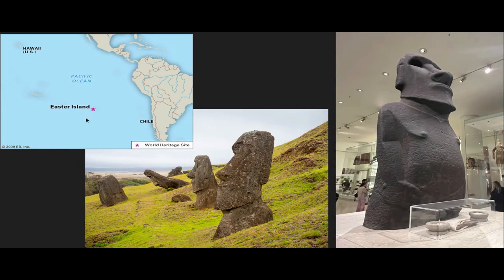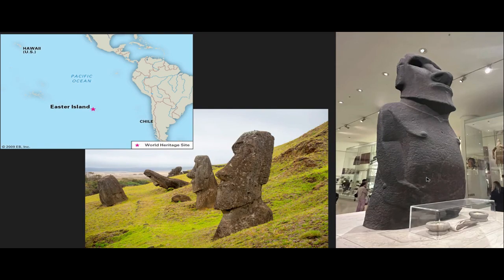And another volcanic island, speaking of which, is Easter Island. So Easter Island is located over here. There were hundreds of these different types of statues. They're all formed out of basalt, and it's still a mystery today as to why they were made, what was their purpose, why were they arranged in this way. We still don't really know.